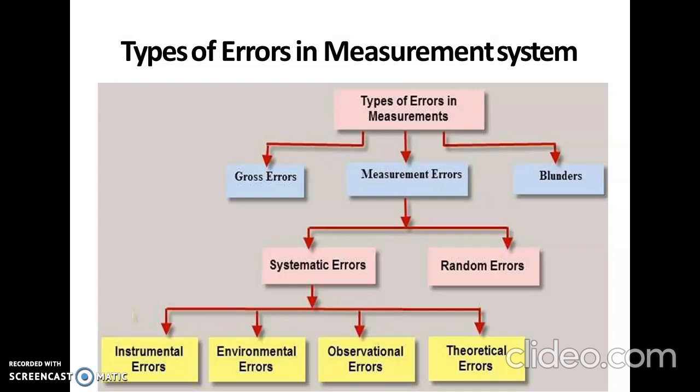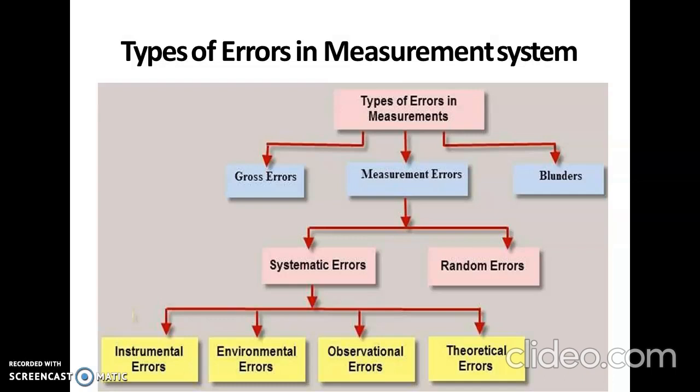Number two, blunders. Blunders are caused by faulty recording or wrong value while recording a measurement, or misreading a scale, or forgetting a digit while reading a scale. That is called blunders. Number three, measurement errors. The measurement errors occur due to wrong construction of the measuring instrument. This error may occur due to friction. That is called instrument error.